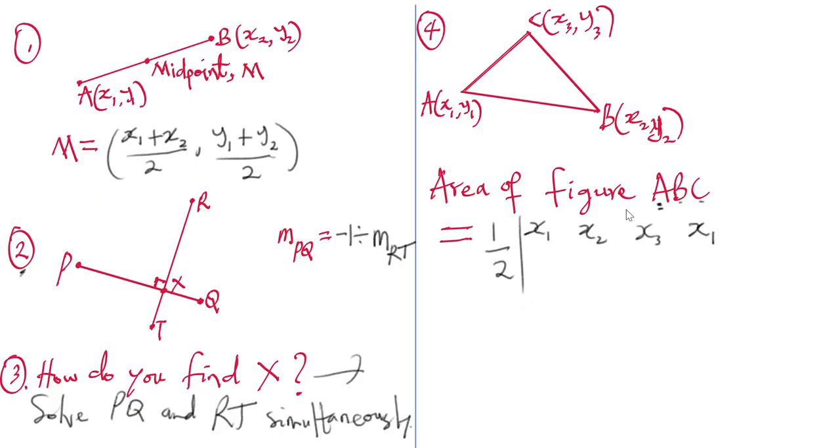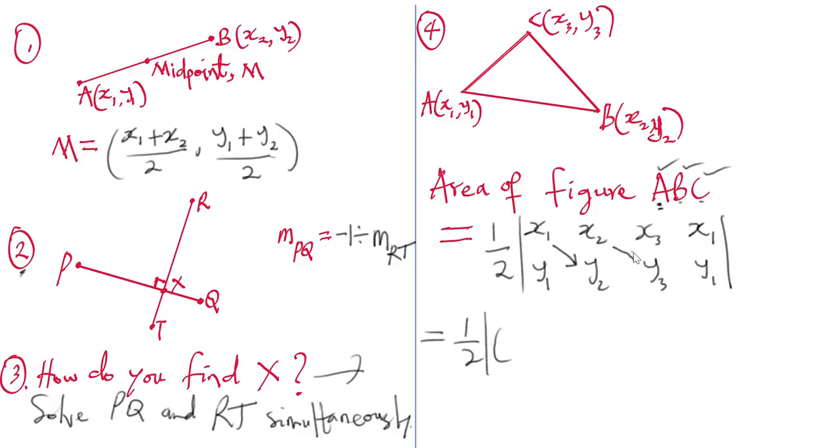Now write the y coordinates. Same process: move from A, move to B, then move to C, and move back to A. In A, the y coordinate is y1. In B, the y coordinate is y2. Next, y coordinate is y3. Then y coordinate is y1. So the area of figure ABC is given as this, which can be expressed as half multiply absolute of.